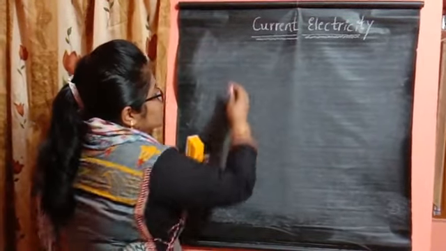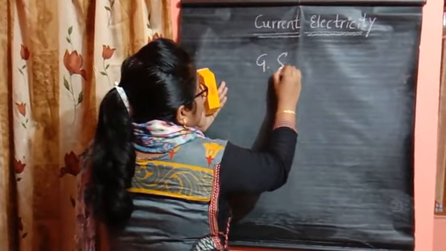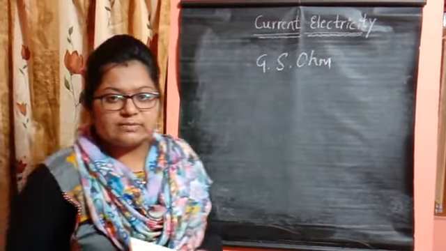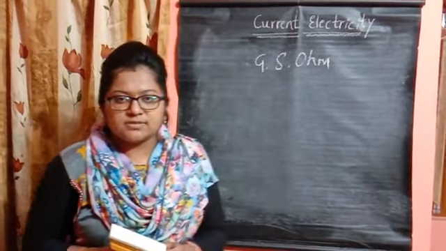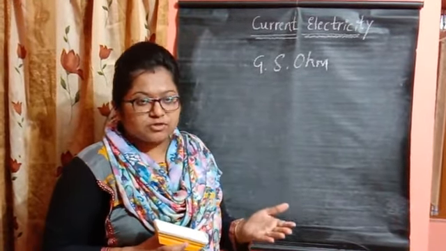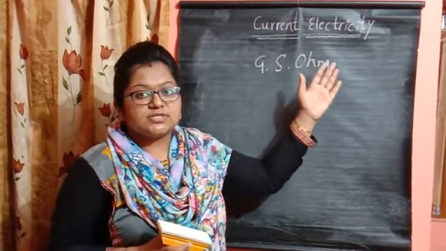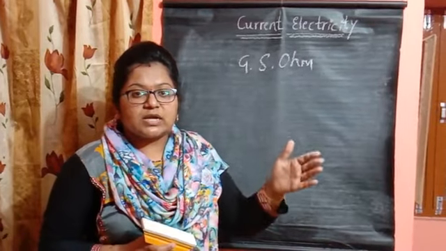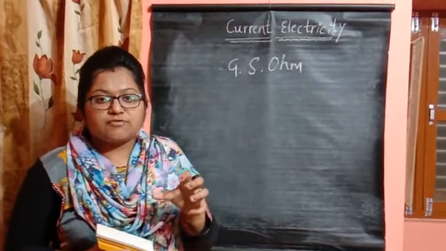That is given by the German scientist G.S. Ohm. George Simon Ohm was a German scientist who gave the physical phenomenon responsible for the flow of charges in a conductor. If charges are moving in a conductor, what exactly is the physical phenomenon there?